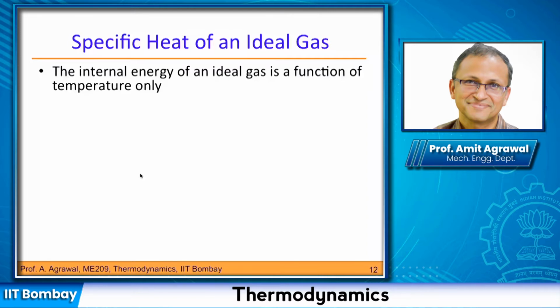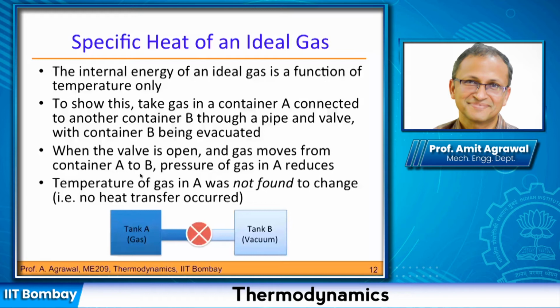For this, what we will do is assume that there are two tanks, A and B. One of them has a gas at a certain pressure, whereas the other tank B is at vacuum. Initially they are isolated because there is a valve which is closed and the gas cannot move from one cylinder to the other. But now, at some time t equal to 0, we open the valve, and of course the gas will go from tank A to tank B, thereby reducing the pressure of the gas in tank A and increasing it on the other side.